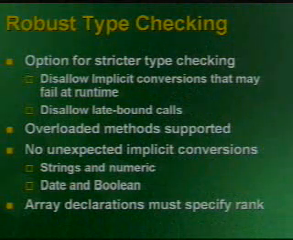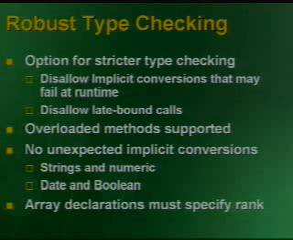Okay, robust type checking is important, and it's been discussed before. We disallow implicit conversions that can fail at runtime. So the long to short conversion is an example. Assigning a variable that's typed as an interface to a class can fail at runtime because the interface might be implemented by a different class.